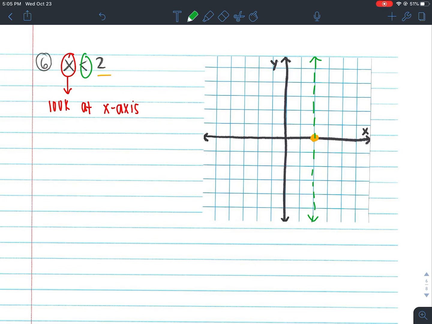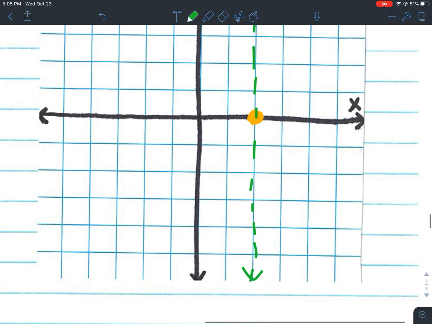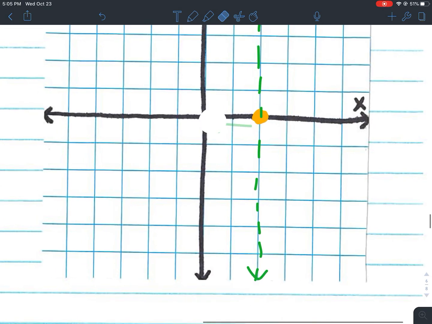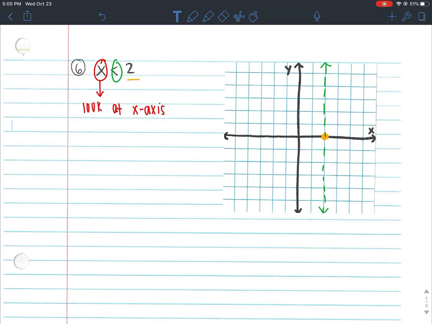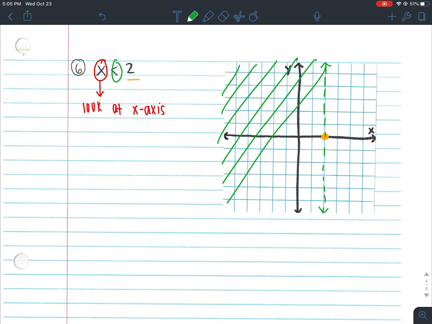And then you have to shade. And you're like, whoa, there's no above or below, just left and right. Well, it says x is less than 2. Where are all the numbers less than 2 on the number line? To the left or to the right? To the left. So anything less than 2 is going to be on the left side of your graph. So anything on this side over here is going to be a solution, and any point on the dotted line is a non-solution.